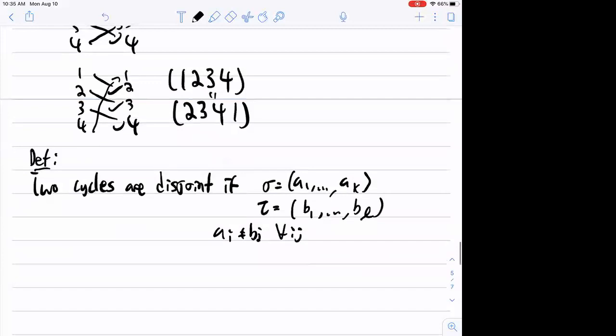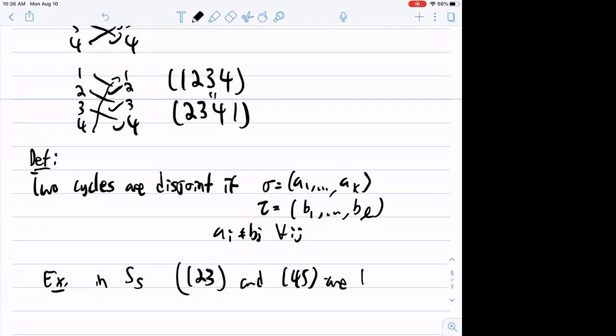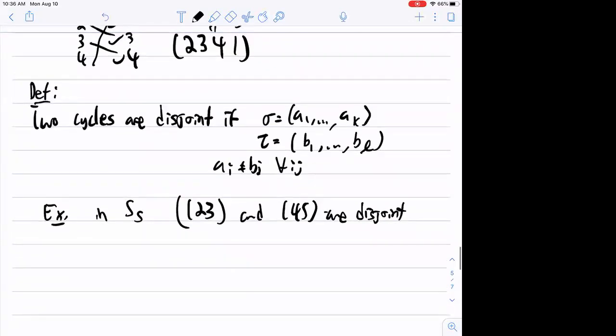So an example would be in S5, let's make it bigger. (1,2,3) and (4,5) are disjoint, because they don't share the same number in our case. An example of something that's not disjoint is (1,2,3) and, I don't know, (3,5). They are not disjoint, because they both have the element 3.